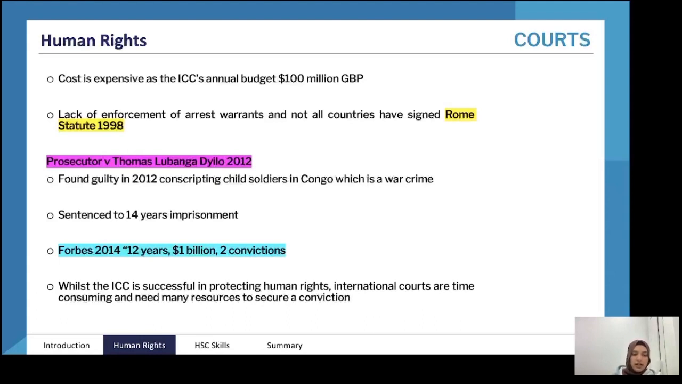So whilst the ICC is successful in protecting human rights, international courts are time-consuming and need resources to secure a conviction. And that's an example of a media article. So this is an example of media that you can incorporate into your short answer responses as well.